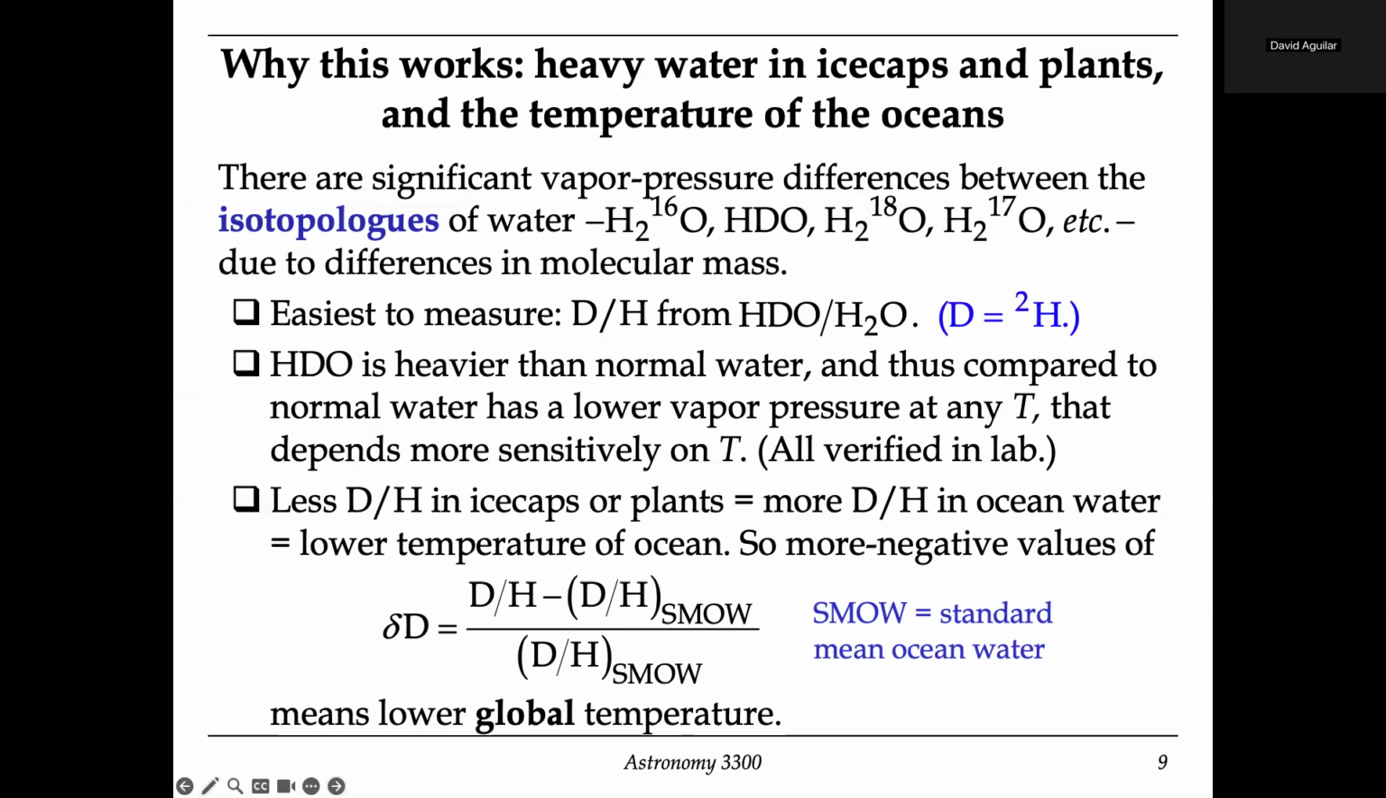Right? Have you ever had a piece of ice and you look at it and it's not perfectly clear? You know why that is? Bubbles. Trapped gas, yeah. There are tiny, tiny bubbles, right?